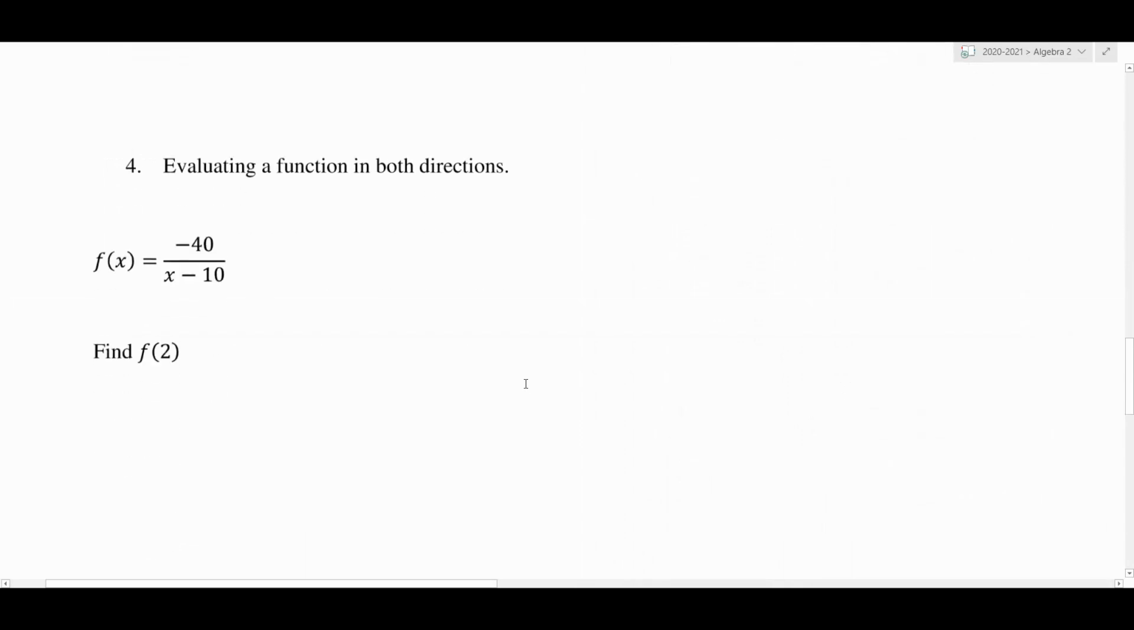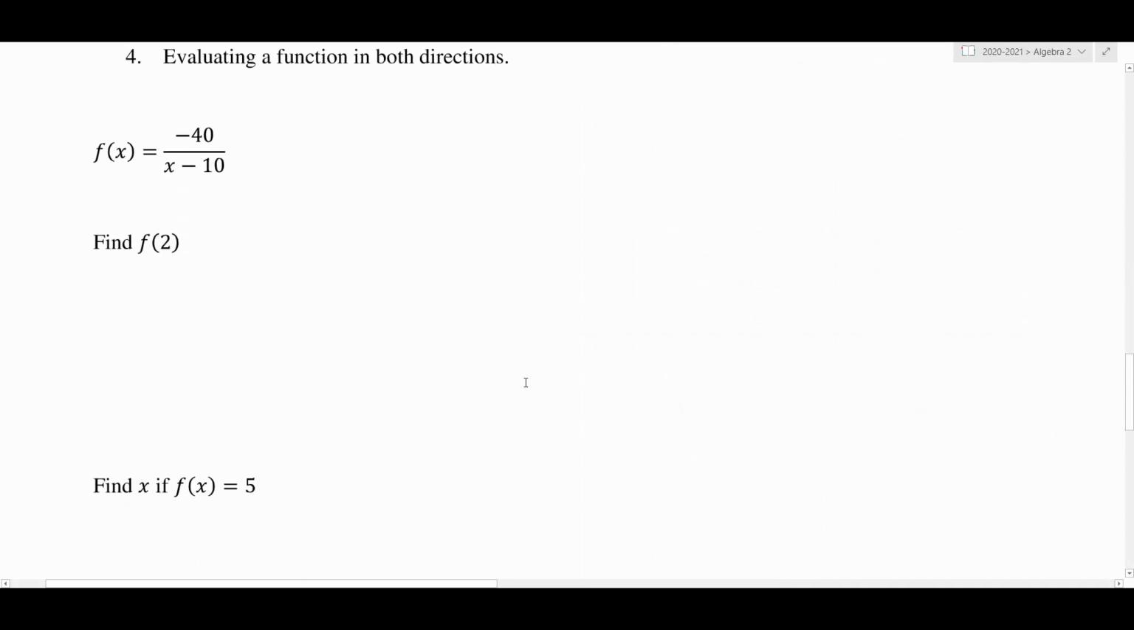Last one I'm going to demonstrate for you here is evaluating a function again. This is one of the first things that we did at the beginning of the year, where I might give you an input or an output and ask you to go forwards or backwards through the function. In this first one, they give us f of 2, and the 2 is an input.